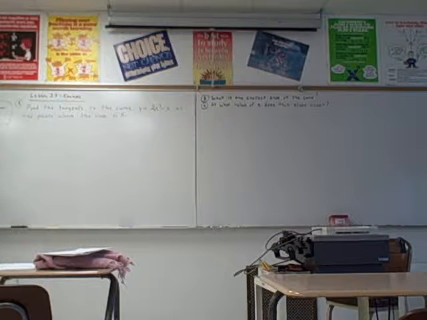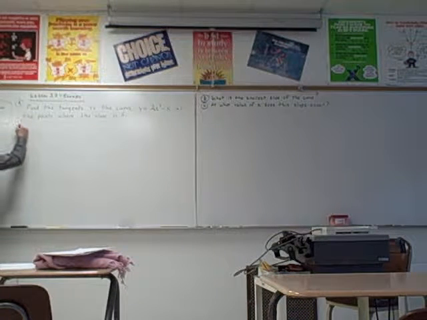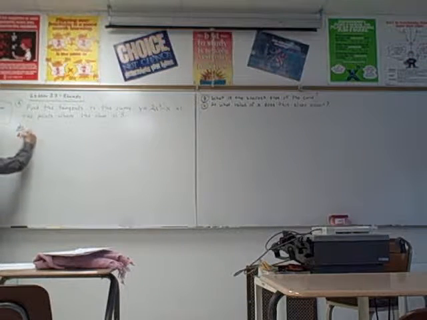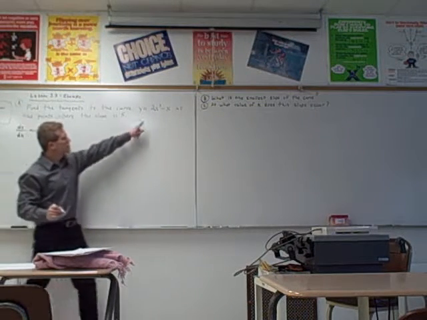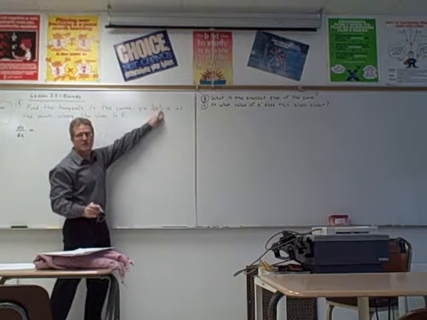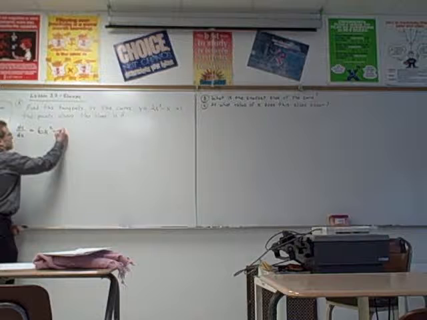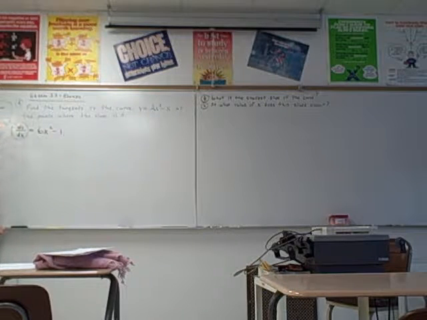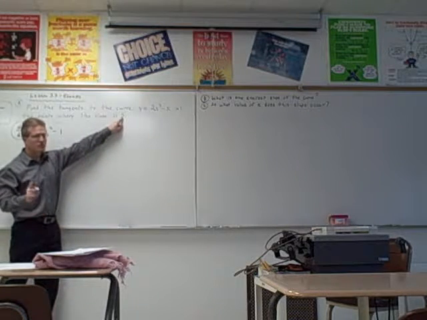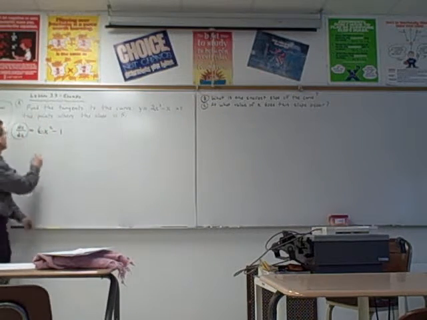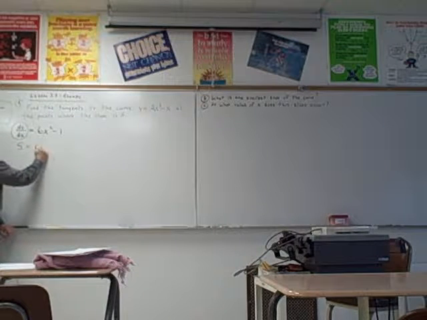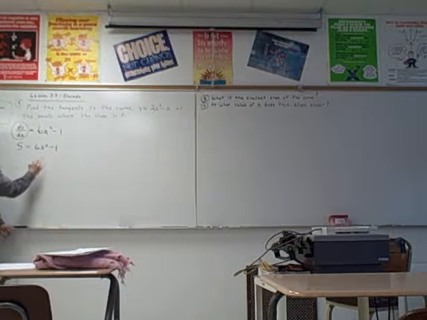So to find the slope, we do the derivative. So dy over dx, or you can call it y prime if you want, equals 6x squared minus 1. Remember, this represents the slope at one point. So what number can I plug in place of dy over dx? 5, because they're giving you the slope at some particular point. So 5 equals 6x squared minus 1.